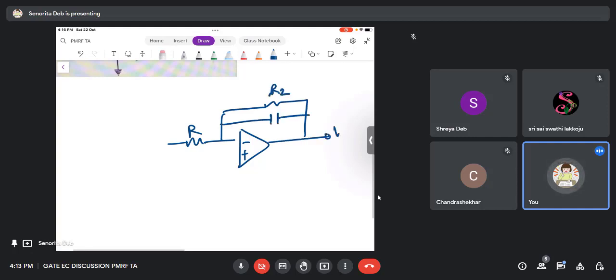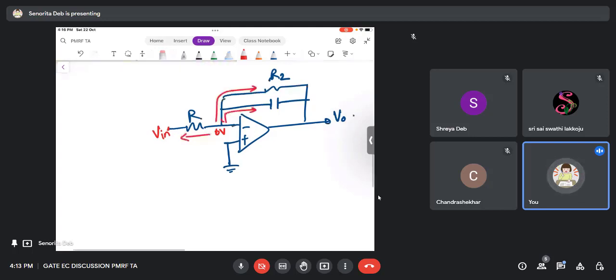So now when you're putting a KCL equation across this kind of circuit, what you can do is, if this is 0 volts, this is V in, right? So what we do in KCL, this is one current, this is one current, and this is one current, right? So what you do is 0 minus V in by R plus 0 minus V naught upon 1 by SC, because this is C, plus 0 minus V naught by R2 is 0, right?